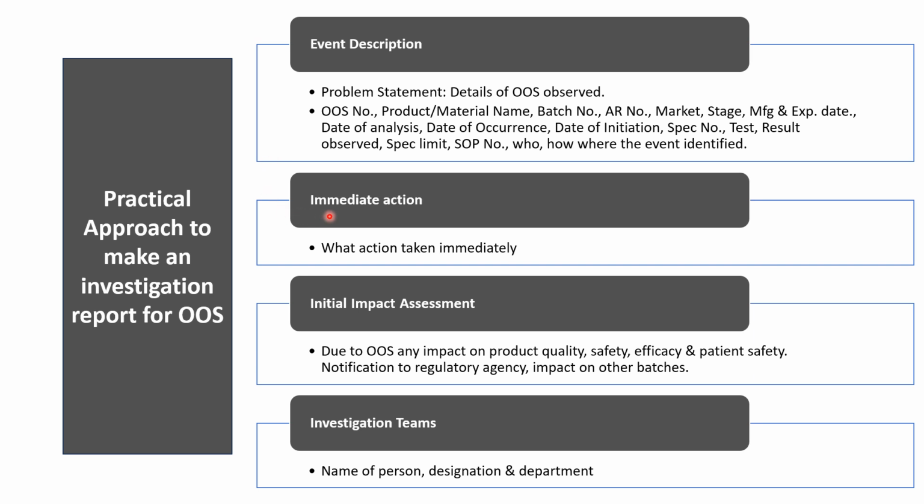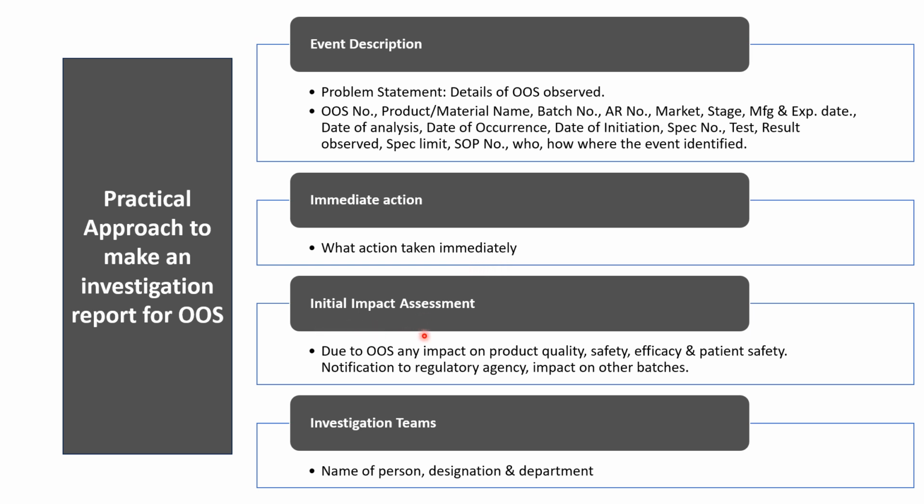Next is immediate action. Here we elaborate what action you have taken immediately after identification of the OOS. For example, the OOS result was informed to the section head or department head. You can also elaborate the instrument you used and the analytical preparations that were held for further investigation.